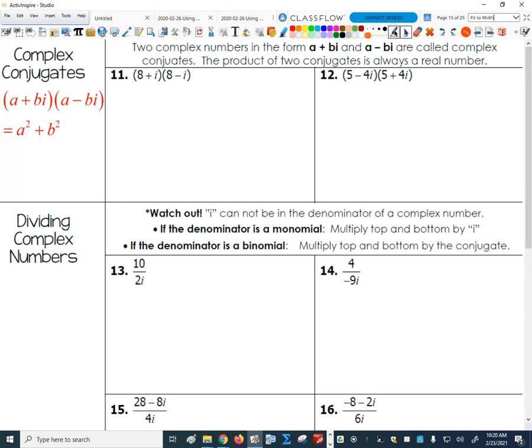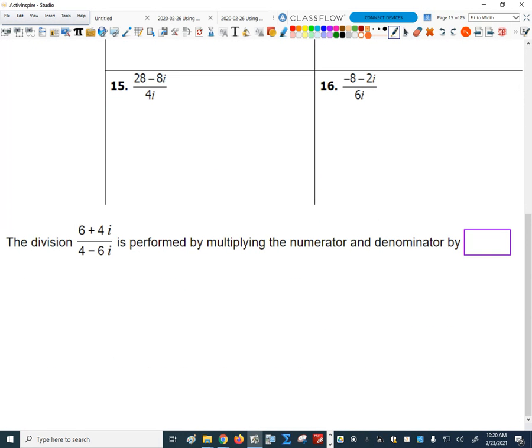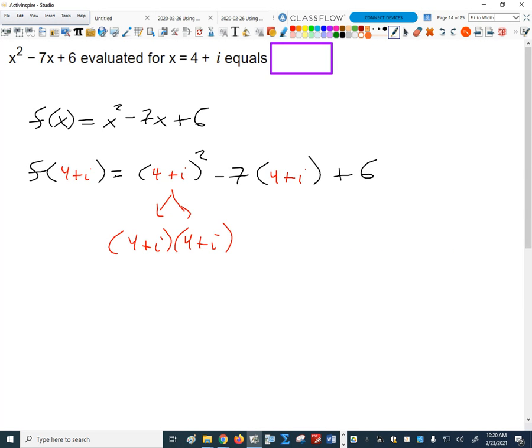You might remember, going back to earlier in the year, we talked about conjugates. We haven't talked about them a lot, but you remember saying that these two binomials are what we call conjugates, when you have terms in the form a plus b and a minus b.